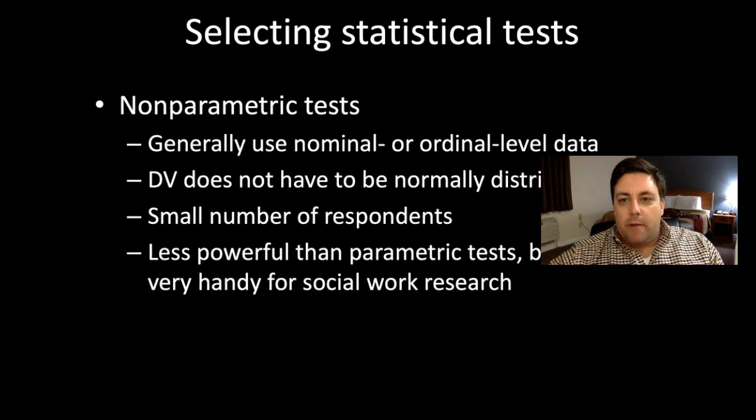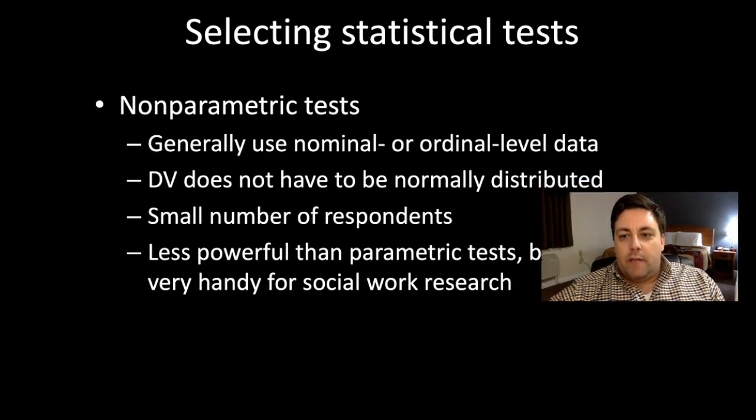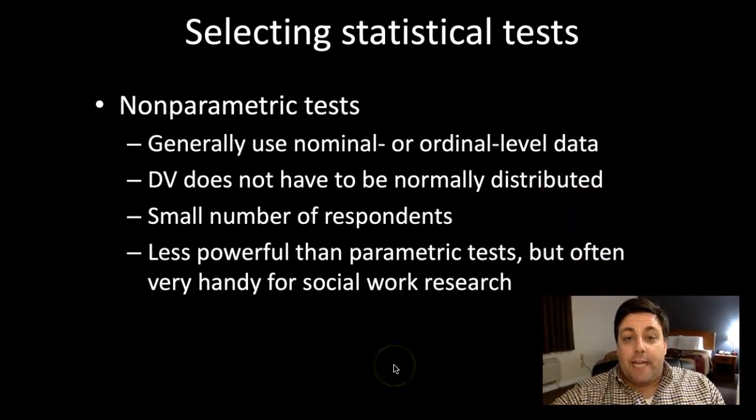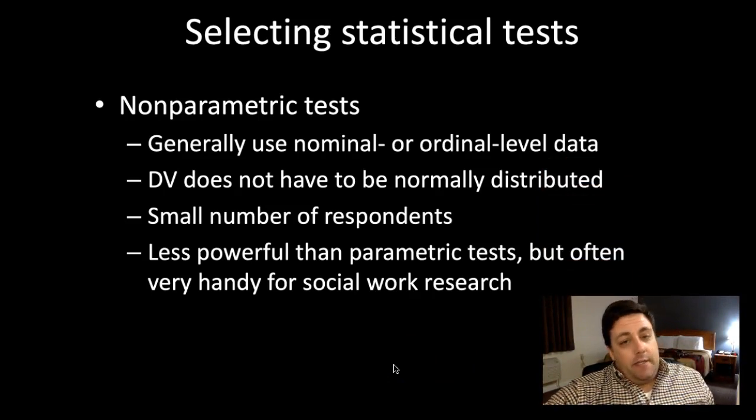A non-parametric test, on the other hand, is typically what we use when we have data at the nominal or ordinal level. The DV does not need to be normally distributed, and we can have a smaller number of respondents. Non-parametric tests are what typically we use in social work research. In fact, on the next slide, we're going to talk about a couple of different tests, and I'm only giving you one parametric test. The rest are non-parametric.